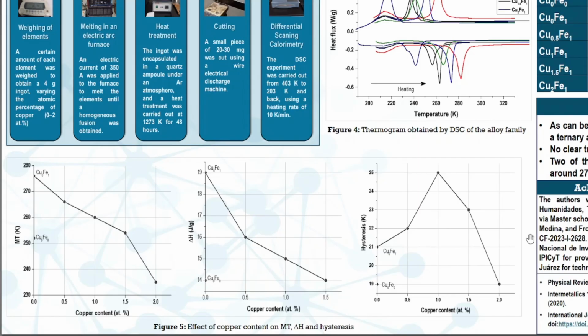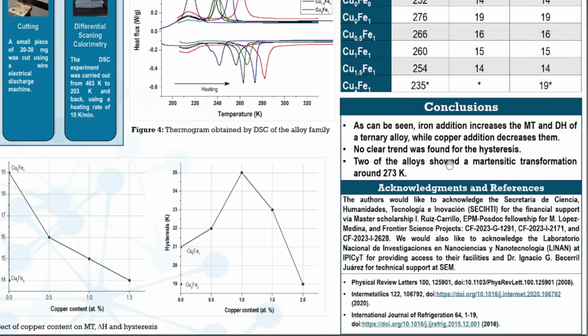So our conclusions were: as can be seen, iron addition increases the martensitic transformation temperature and transformation enthalpy of a ternary alloy, while copper addition decreases them. For hysteresis, no clear trend was found, and two of these alloys showed a martensitic transformation around 273 Kelvin.